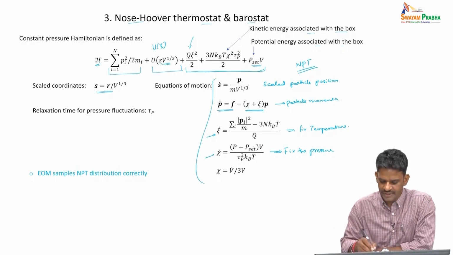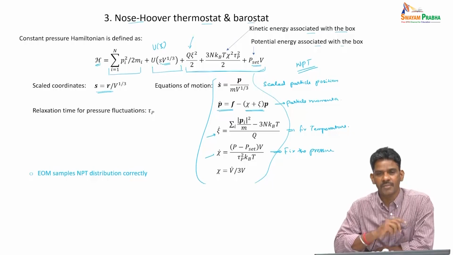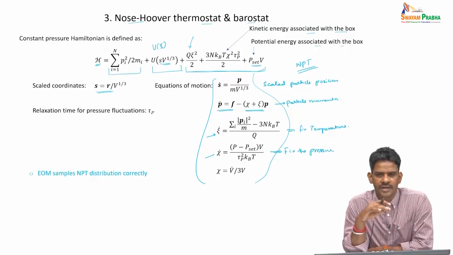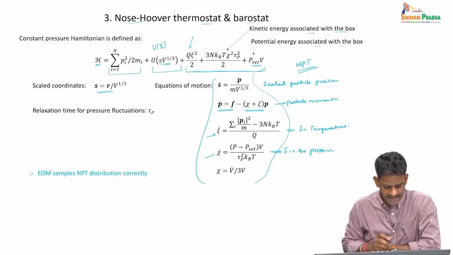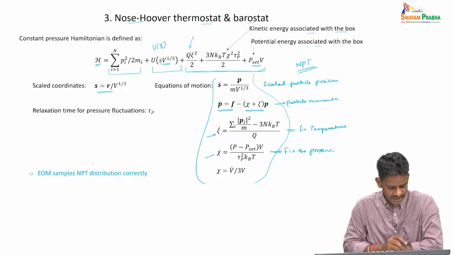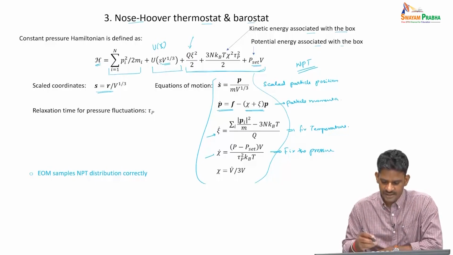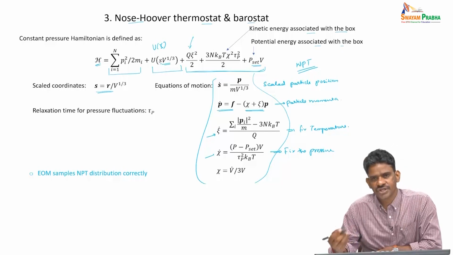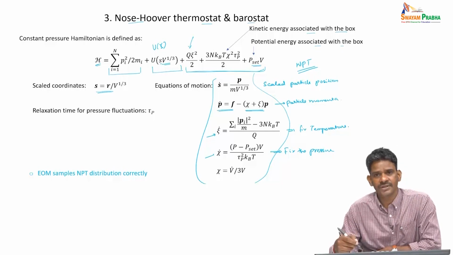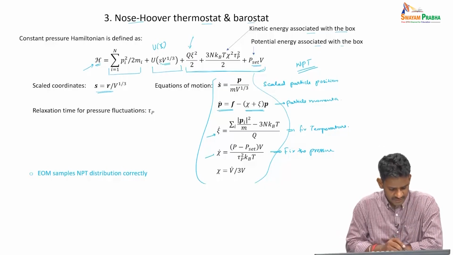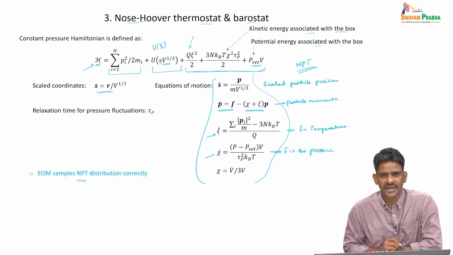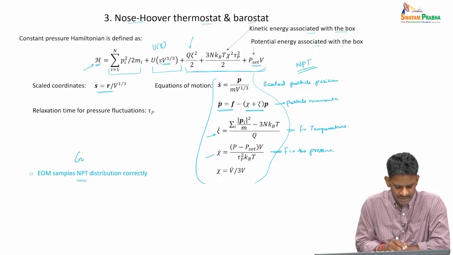Okay. So, we end up simultaneously solving this set of equations by which the system's temperature as well as pressure reaches smoothly to the set temperatures. And a nice thing about this particular algorithm is that one can actually show that when you update the trajectories, or when you sample the trajectories by solving these set of equations of motion using this particular Hamiltonian, it samples the NPT distribution correctly. In other words, we will be sampling the Gibbs ensemble accurately.